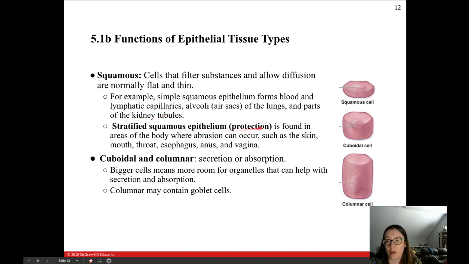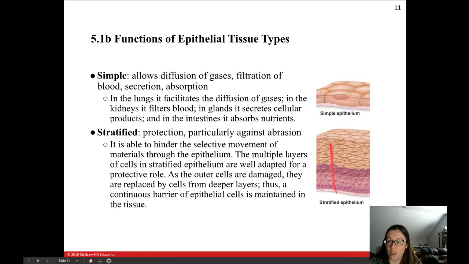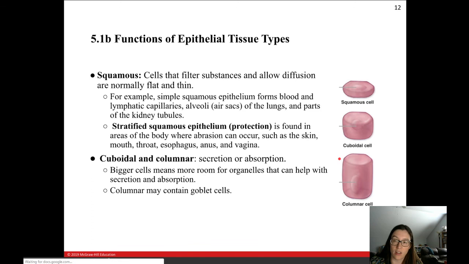Stratified squamous epithelium is going to be specially suited, as we just talked about, for protection from abrasion especially. And so it's going to be found in places like the skin, the mouth, the throat, the esophagus, the anus, and the vagina. So different areas where abrasion might occur.